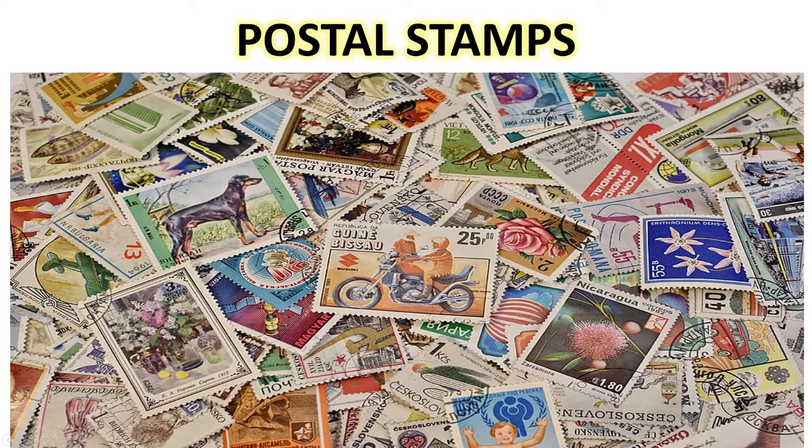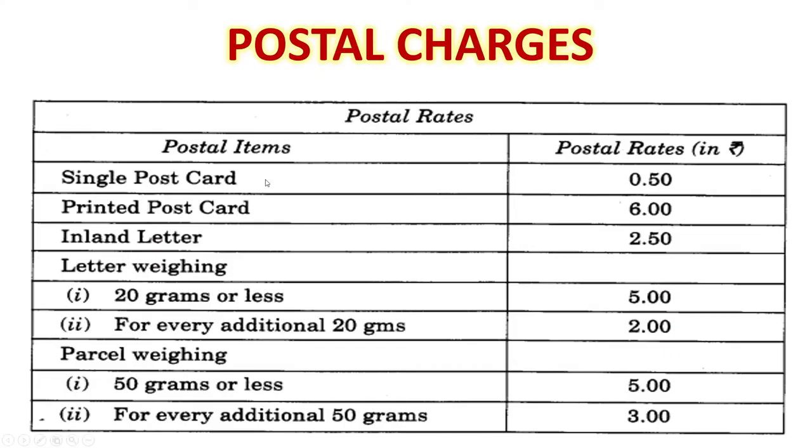These are the postal stamps. They come in different sizes and different colors, and also at different prices. Postal charges. Postcard 50 paise, printed postcard 6 rupees, inland letter 2 rupees 50 paise. For a letter weighing 20 grams we have to fix a 5 rupees stamp. For every additional 20 grams we have to fix a 2 rupees stamp. For a parcel weighing 50 grams or less, we can fix a 5 rupees stamp. For every additional 50 grams, we fix an extra 3 rupees stamp.